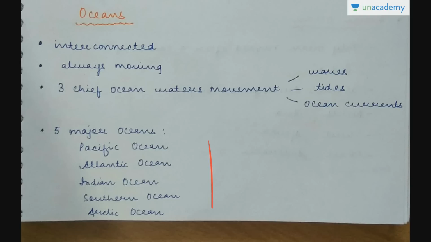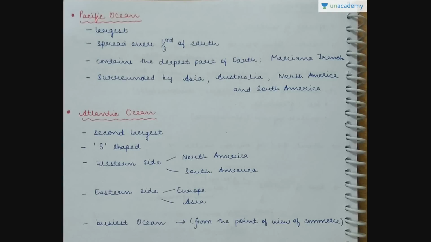There are 5 major oceans: Pacific, Atlantic, Indian, Southern and Arctic. The Pacific Ocean is the largest, spread over 1/3 of Earth, and it contains the deepest part of Earth. What is the deepest part of Earth? Mariana Trench. So it is in the Pacific Ocean. Then it is surrounded by these many continents, you can see here.